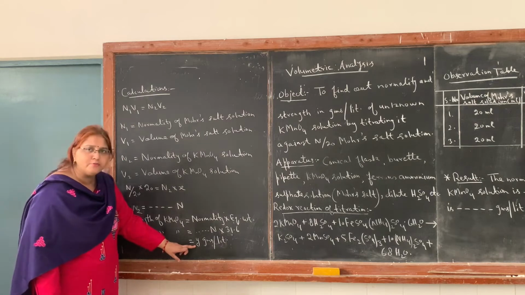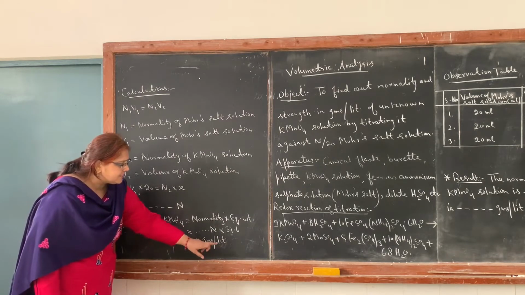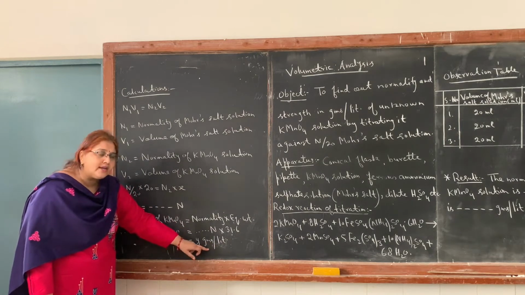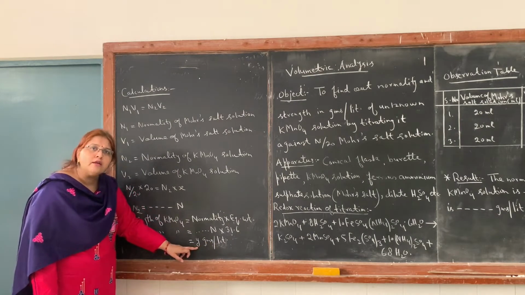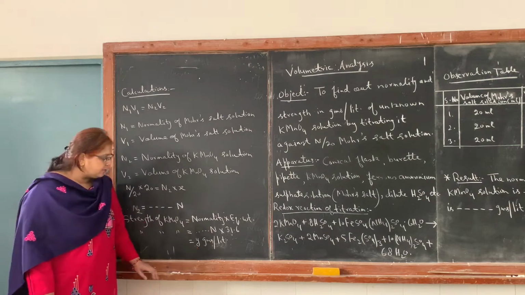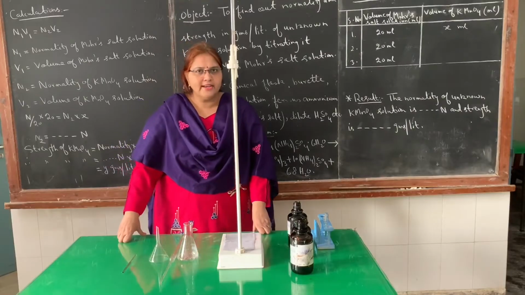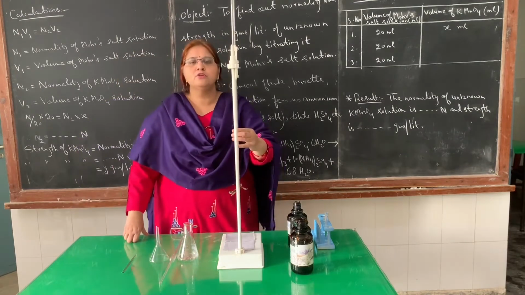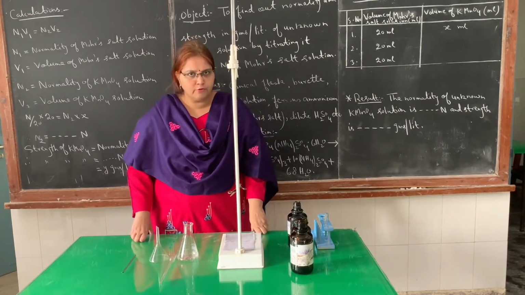So this comes out to be again Y grams per liter. Grams per liter is the unit of strength. Again, you have to calculate the strength up to 4 decimal places. So as already explained the experiment, now we are going to demonstrate the experiment in front of you.